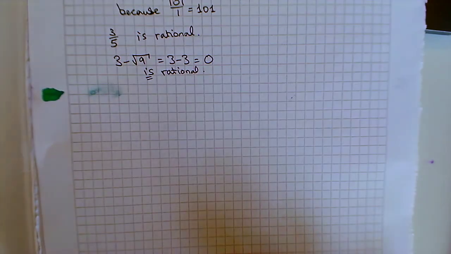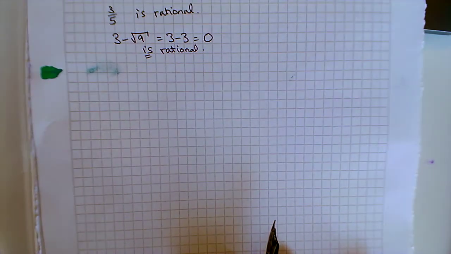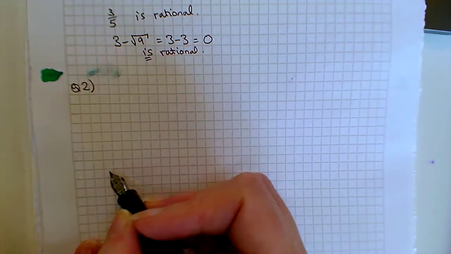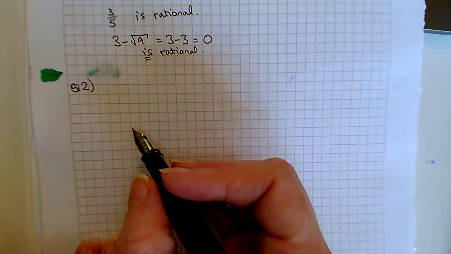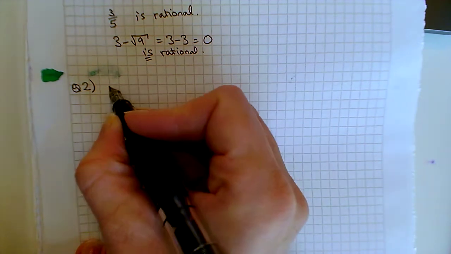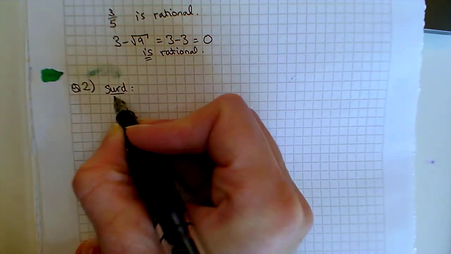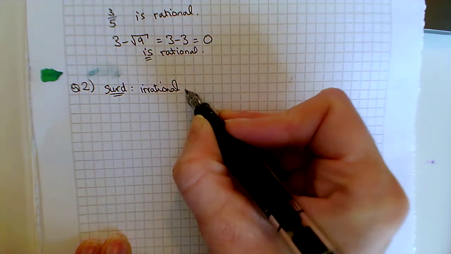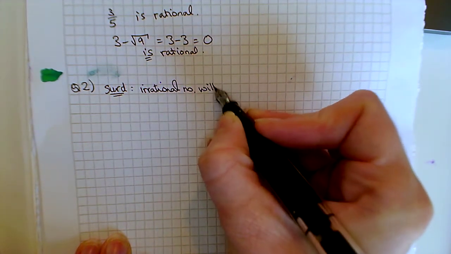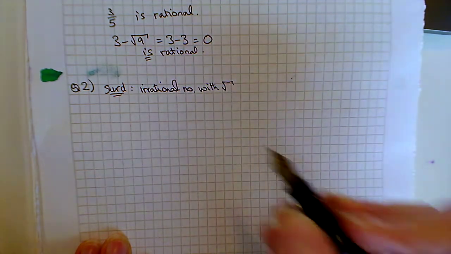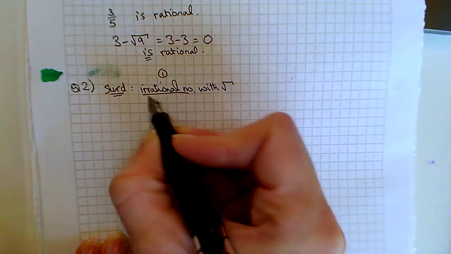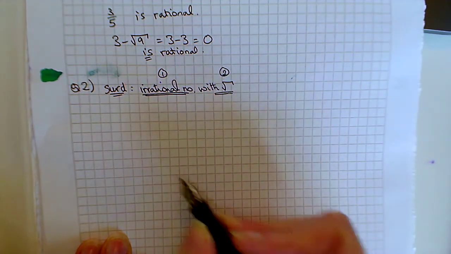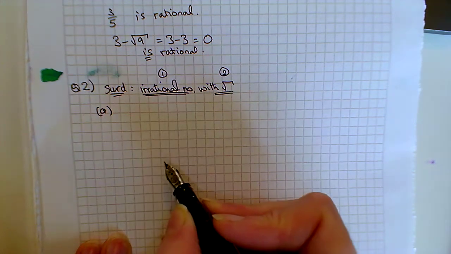Okay, question 2 then. Just move this up a bit. Question 2: say whether or not each of the following numbers is a surd. Now we must explain our reasoning. So a reminder that a surd is an irrational number with a square root sign. So we've got two things that have to be true. It has to be an irrational number and it must have a root sign in it. So I'm just going to do X or tick.